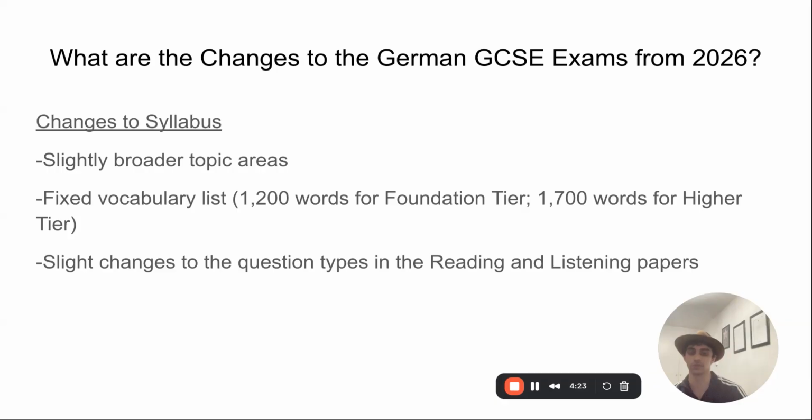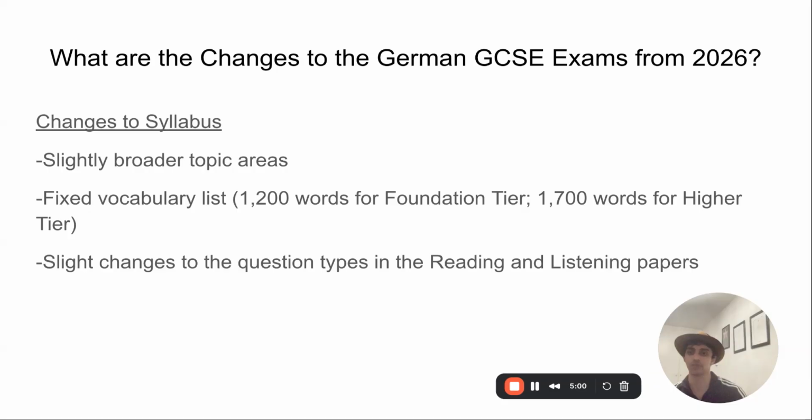for these exam boards, AQA and Pearson EdXL, from 2026 onwards, that there is a fixed vocab list that all students can access, which should be freely available on the website of each of these exam boards, and which essentially standardizes the vocabulary that students have to learn. So there are 1,200 words for foundation tier, 1,700 words for higher tier students. Of course, there's a distinction between foundation and higher tier for both of these exam boards, for any GCSE exam boards. So make sure you're aware of which one you're taking.